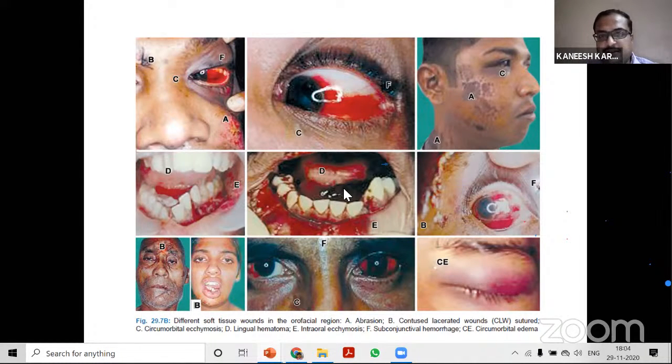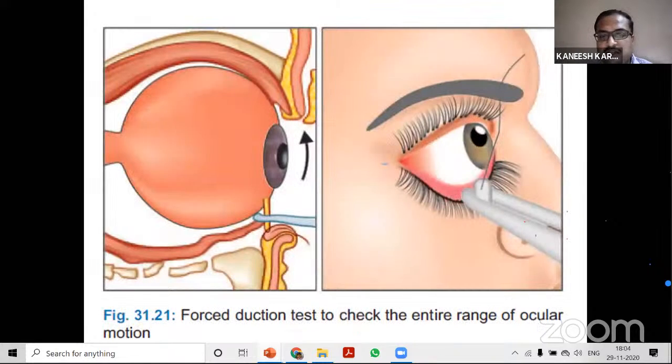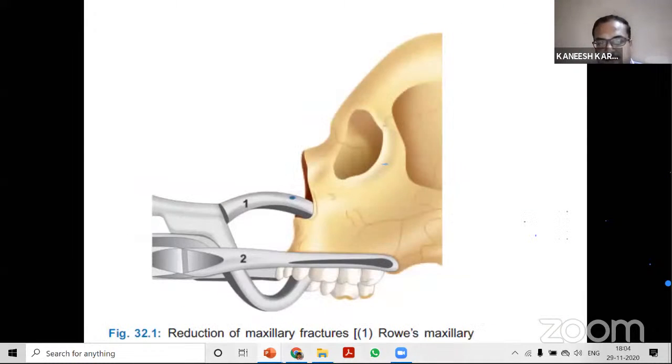This is a fracture mandible with a hematoma. This is called Coleman sign. This is a forced duction test to check the entire range of ocular motion so that we make sure there is no muscle entrapment which will cause diplopia. This is done in orbital fractures. This is the reduction of maxillary fractures. This is the Rowe maxillary disimpaction forceps, and the second is the Hayden-Williams forceps.